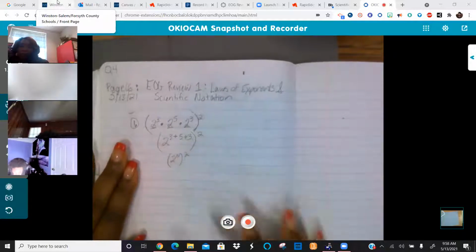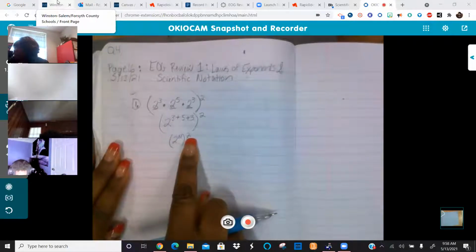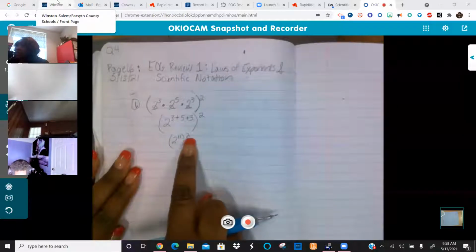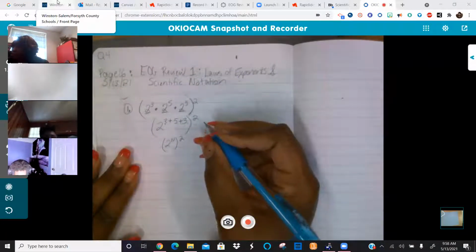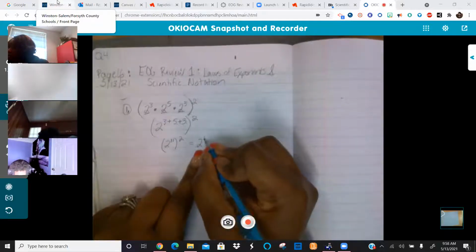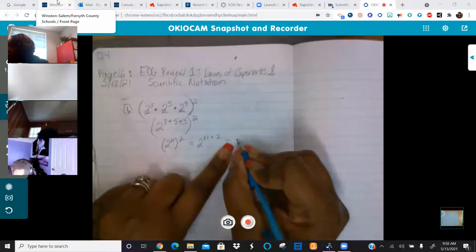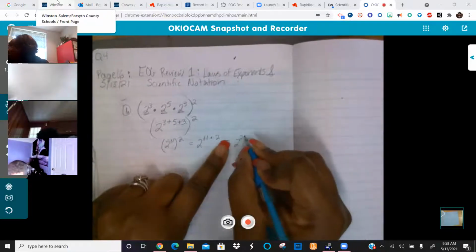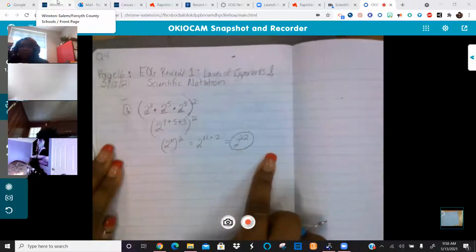Bring down the 2. So now here we have a power raised to another power. So what are we going to do with these exponents when you have a power raised to another power? What are you going to do? You multiply them. Very good. So this is 2, 11 times the 2, and that's going to give us a final answer of 2 to the what? What's 11 times 2? 2 to the 22nd power. Okay, any questions about this one?